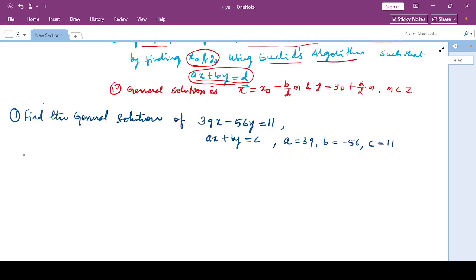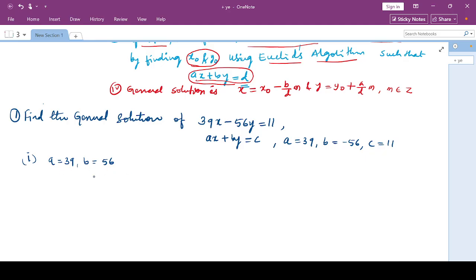Step 1, as we know very well already, is finding the GCD of a and b. Here a is equal to 39 and b is 56. Let us take the positive value; later you can consider b as negative. While finding the GCD we are taking positive values here.